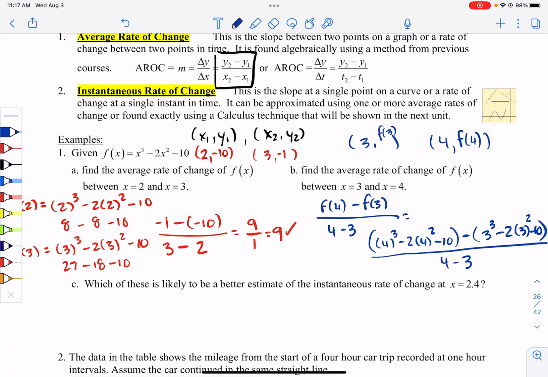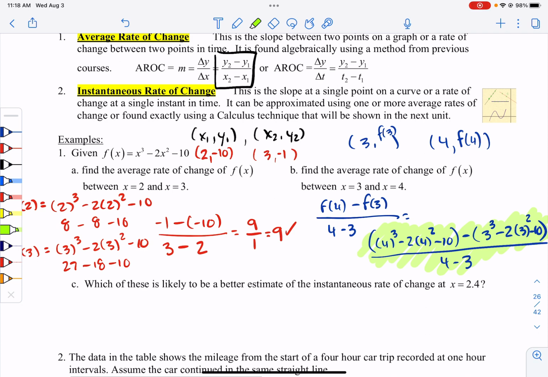Now, here's what's cool about calculus. I don't have to simplify that. That right there is acceptable as an answer, especially on the free response part of the test. If it asks you to find an average rate of change, you can stop right there.